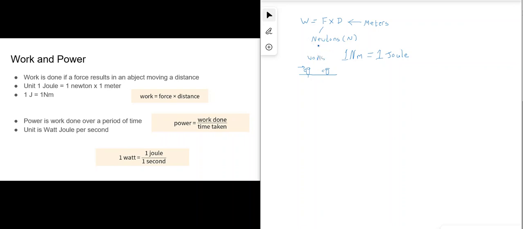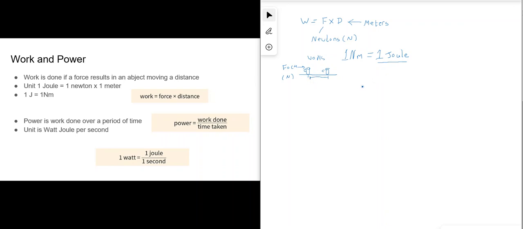To calculate the exact amount of work that we've done, so how many joules of work, we need to know two things. We need to know the force, the amount of the force in newtons. And then we need to know the distance that's moved, the distance that the object has moved. So that's an example of work being done.